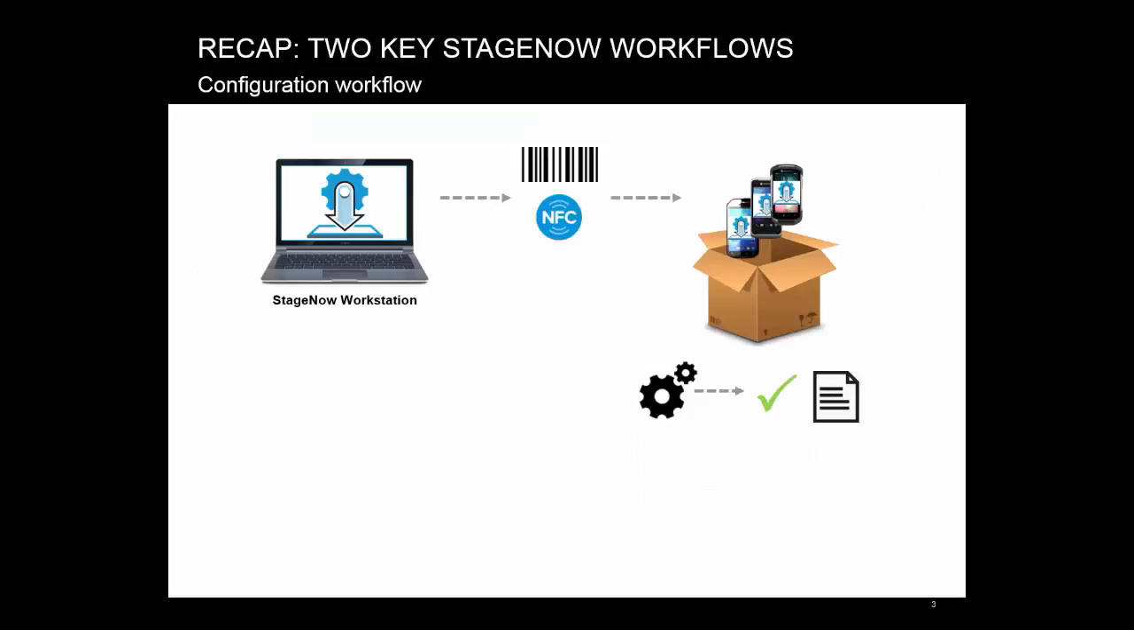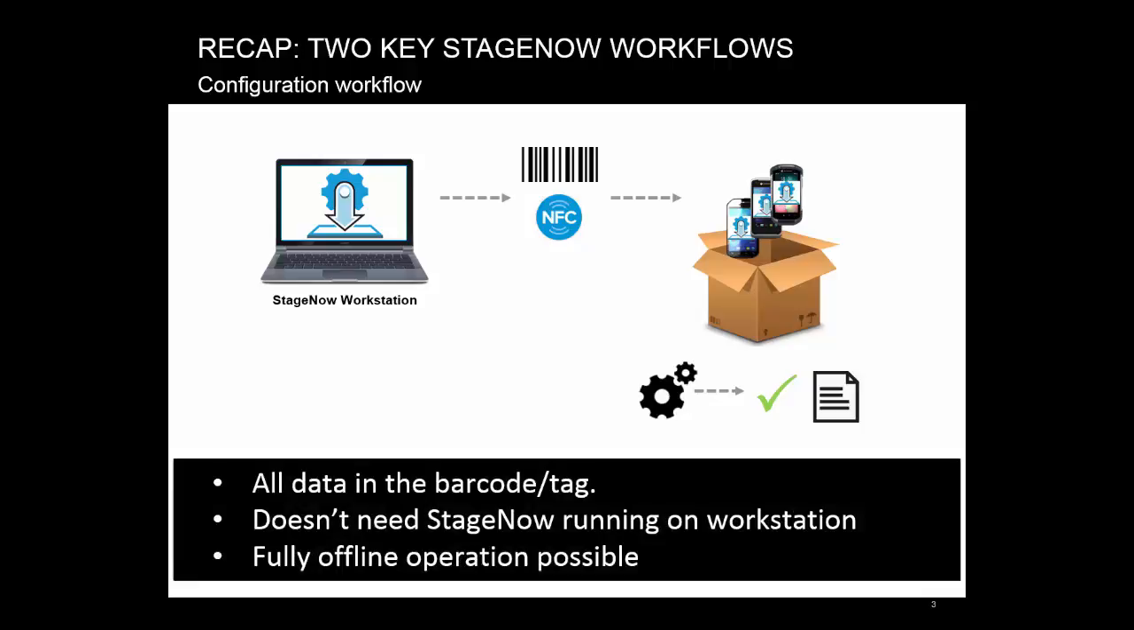Before moving on, let's quickly review the two key StageNow workflows, configuration and deployment. The first one is the configuration workflow. Do you remember the key points? Where is all the data encoded? Do you need StageNow running on your workstation? Can it work fully offline? In this mode, all data is in the barcode tag, so you don't need StageNow running. It works fully offline, but the amount of data is fairly low, so it's suitable mainly for simple operations.